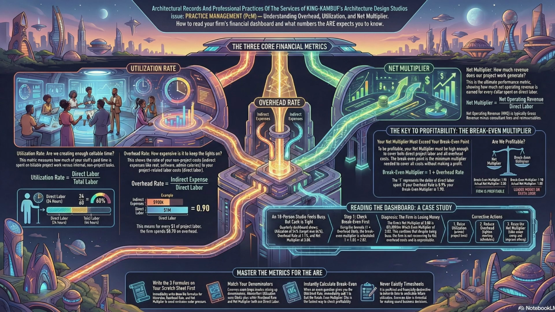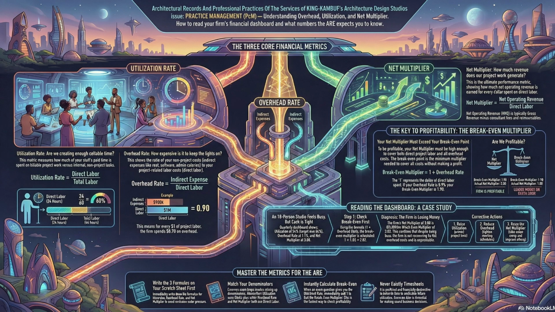This is a simple ratio. Indirect expense, the cost of running the firm, divided by direct labor, the cost of the project staff. It tells you how many dollars of overhead are supported by every dollar spent on billable staff. Okay. And the second one is the overhead multiplier, which is just 1 plus the overhead rate. Simple as that. Let's use the dollars from the source data to make this concrete.